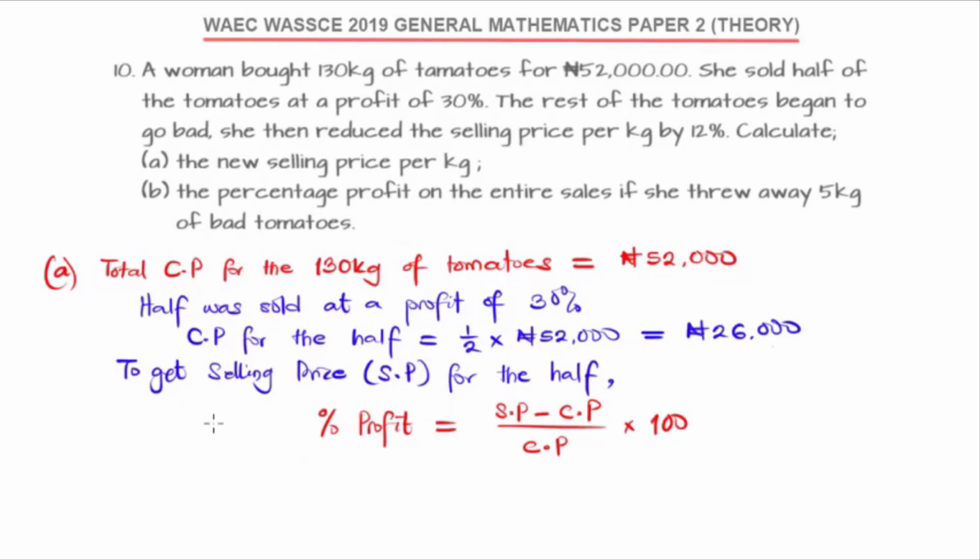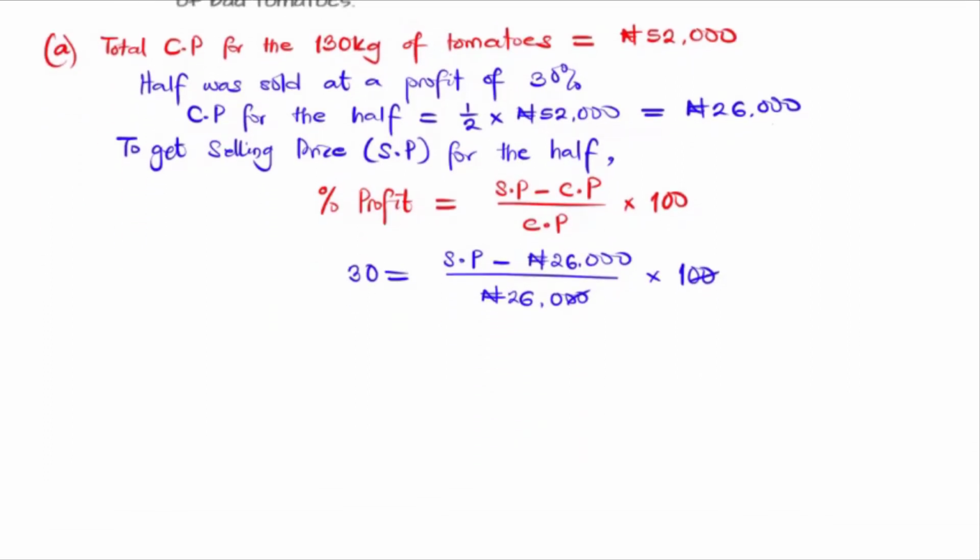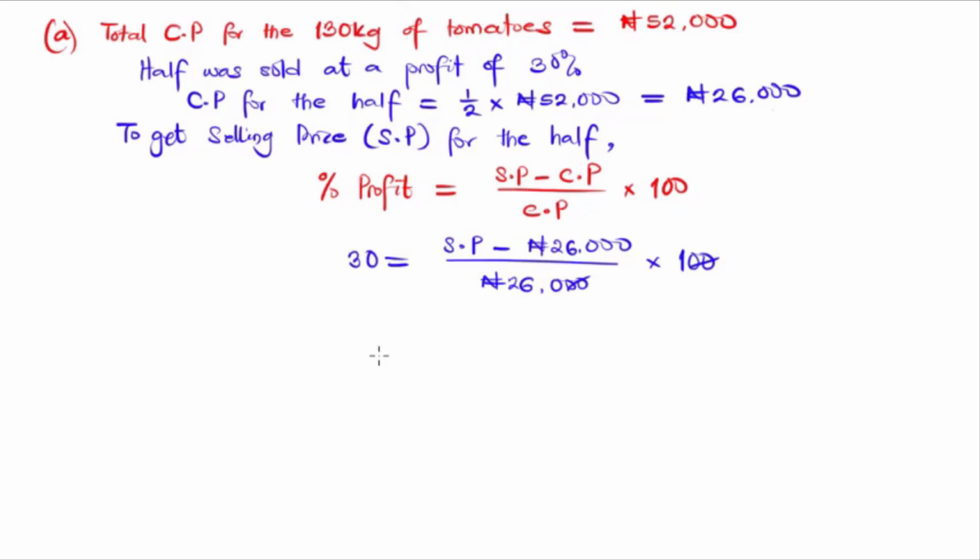We want to get the selling price. We have been given the percentage profit, which was given as 30%. So it's the selling price, which you are looking for, minus the cost price. The cost price is 26,000 naira, divided by the cost price, 26,000 naira. So if we just cut out our zeros here, we are going to have that the selling price minus 26,000 is equal to 30 times 260 naira.